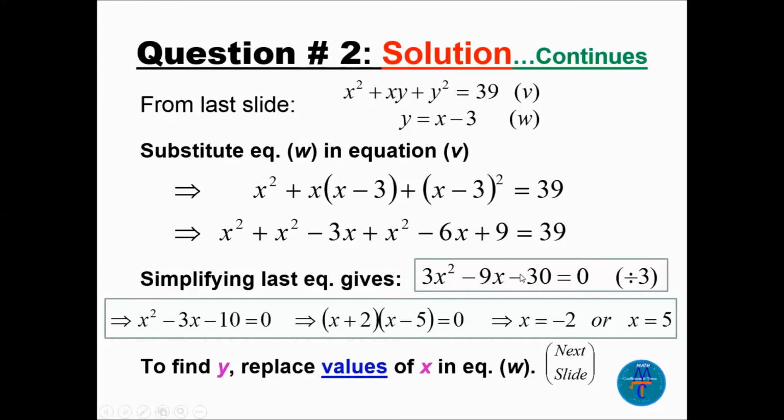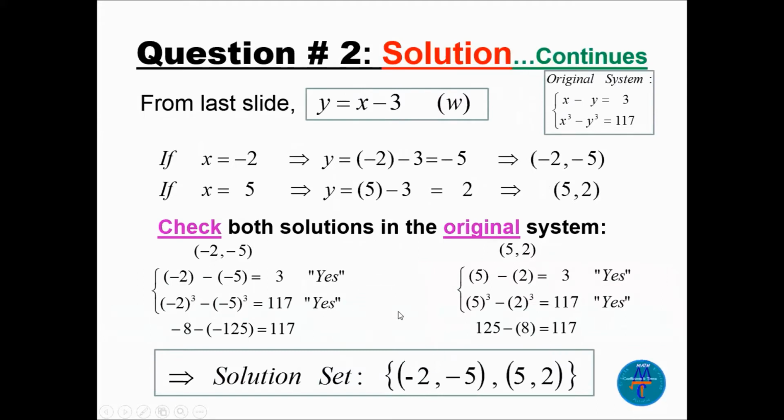Now let's divide by 3 to make it the simplest equation it could be. So x squared minus 3x minus 10, now factor it. Quadratic equation, we factor it: (x plus 2)(x minus 5). So x will be minus 2 or x will be 5. So we found x now. I think you know the story, how to find y. We take the easiest equation, I take W to find y.